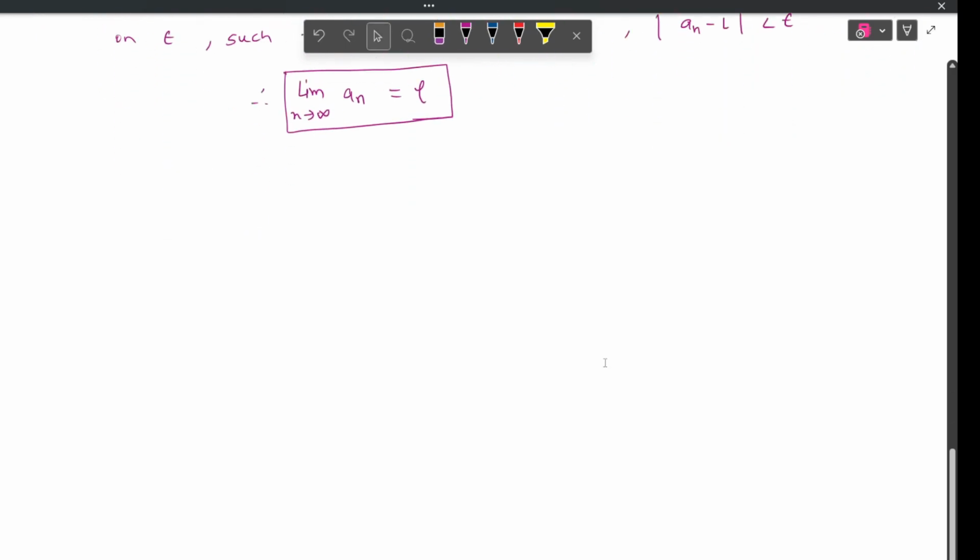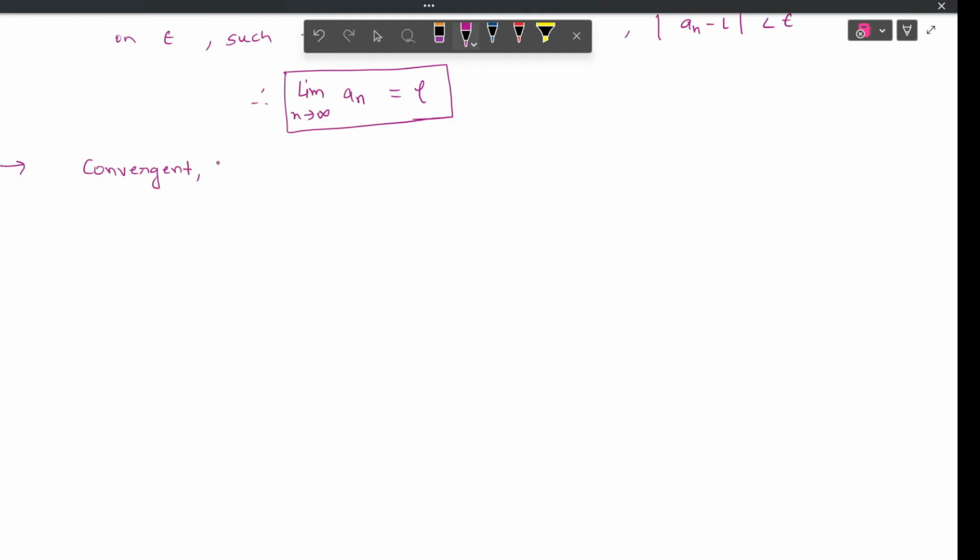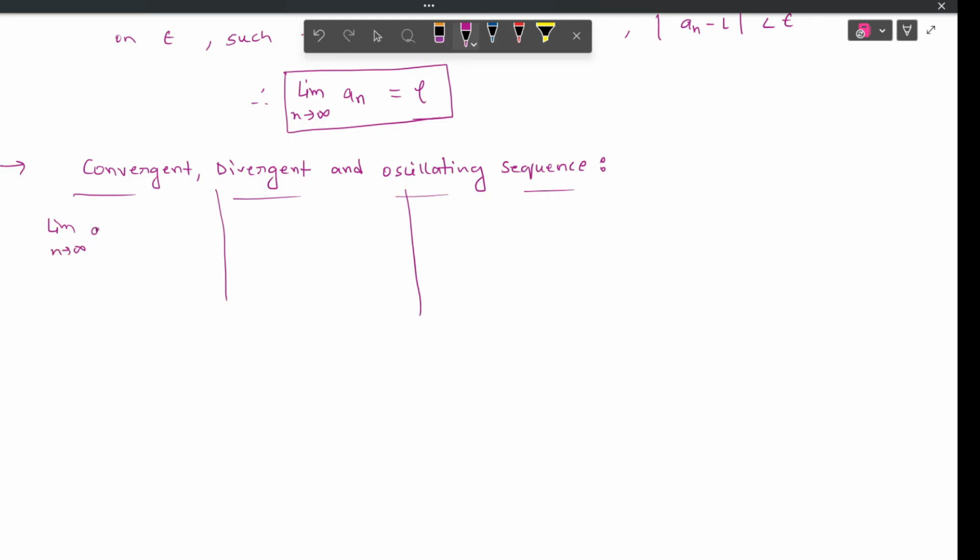Now moving forward to our next part, which is convergent, divergent, and oscillating sequence. So let us see one by one. First is convergent sequence. So see, a sequence is convergent if limit n tends to infinity of an is finite. That means the limiting value of an gives a finite value. Then we call that sequence an a convergent sequence.